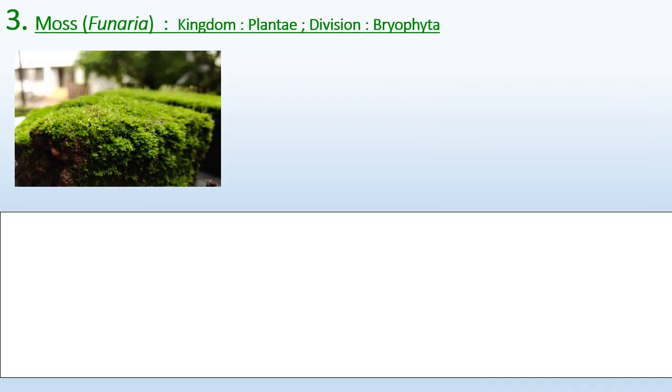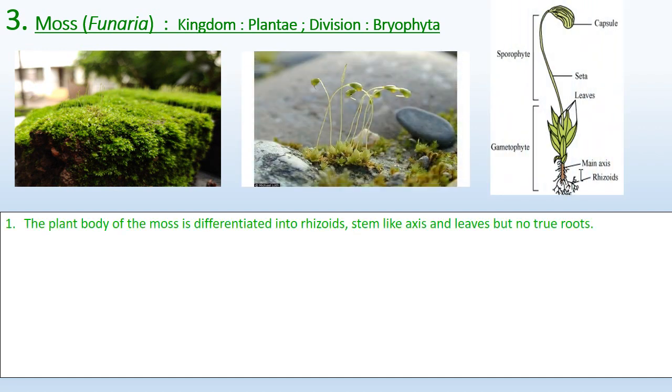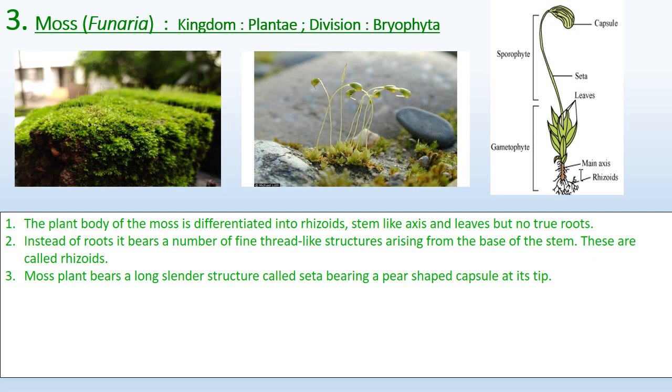The third plant is Funaria moss from the kingdom Plantae, division Bryophyta. Characteristics of Funaria are: the plant body of the moss is differentiated into rhizoids, stem-like axis and leaves, but no true roots. Instead of roots, it bears a number of fine thread-like structures arising from the base of the stem. These are called rhizoids.